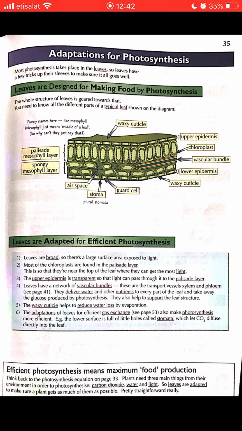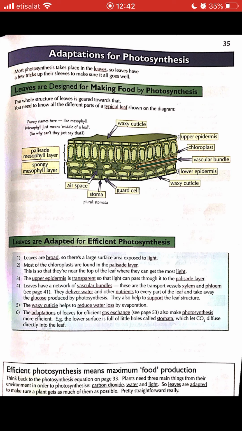Leaves have a network of vascular bundles, and within those vascular bundles are your xylem and your phloem, and we'll talk about those in a little bit more detail in a moment. But they help to deliver water and other nutrients to every part of the leaf and take away the glucose produced by photosynthesis. So your xylem brings the water up from the roots to the leaf so that it can use it for photosynthesis, and your phloem takes the glucose away from the leaf and delivers it to all the other areas in the plant that need it.